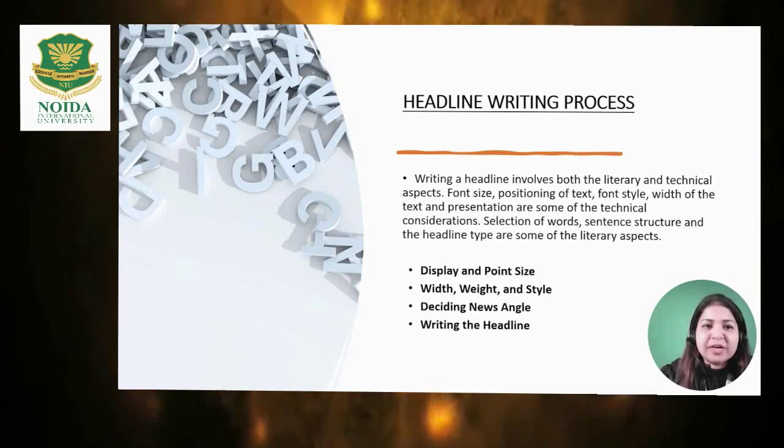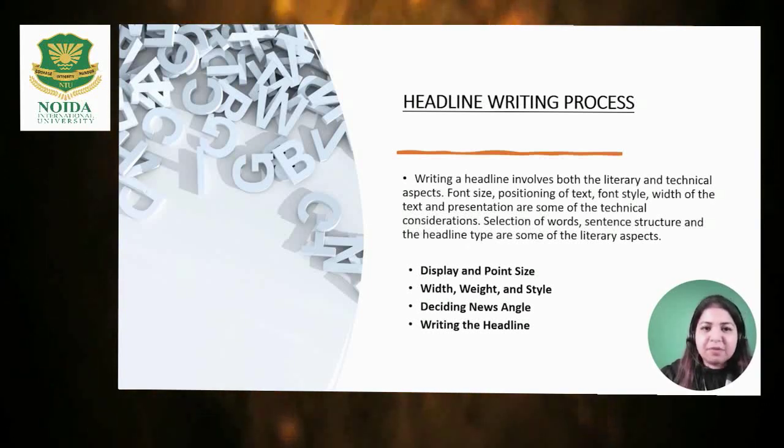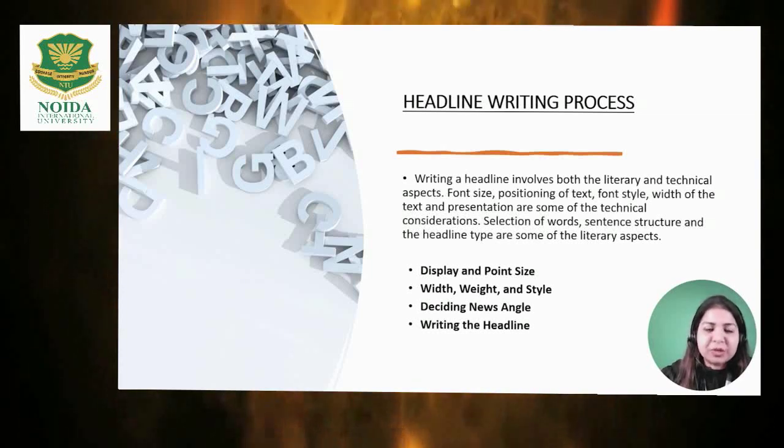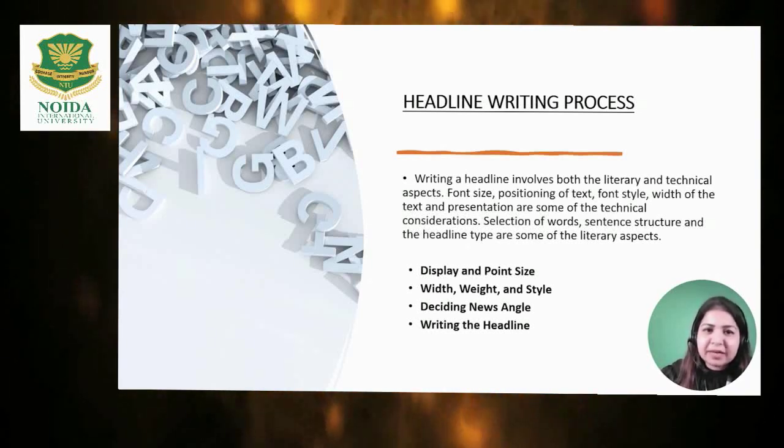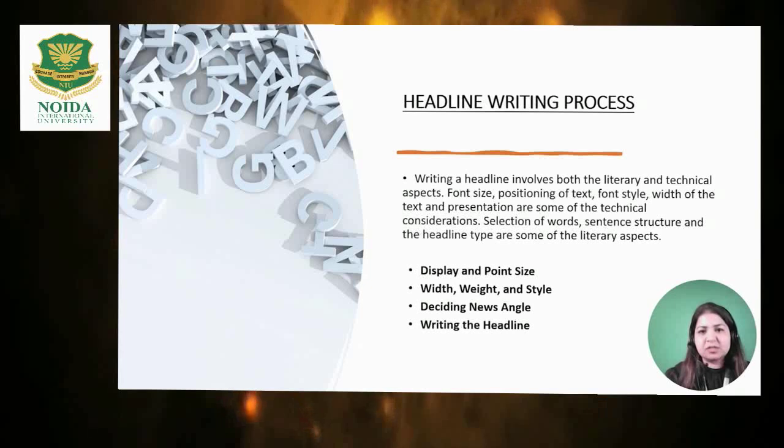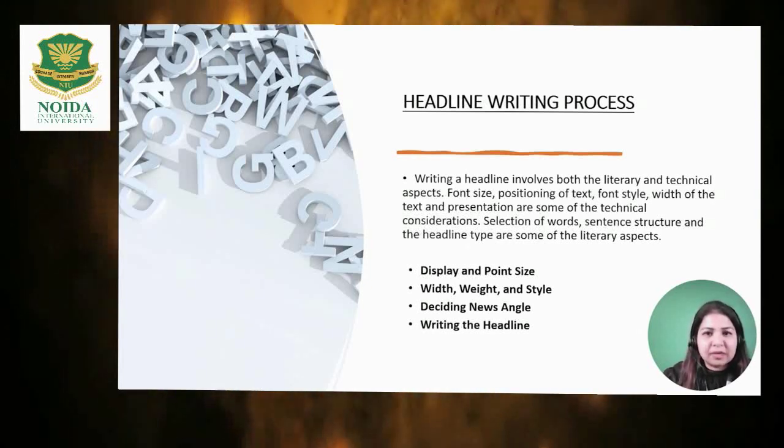Next point is width, weight and style. The width of the headline is decided based on the newspaper columns allotted to the news story. When a headline is bigger than the column space provided, a double-decker headline is used. That is, it is split into 2 lines instead of 1. Setting the distance between letters is known as kerning. The text also helps reduce space between the words, allowing the headline to fit into the given width.